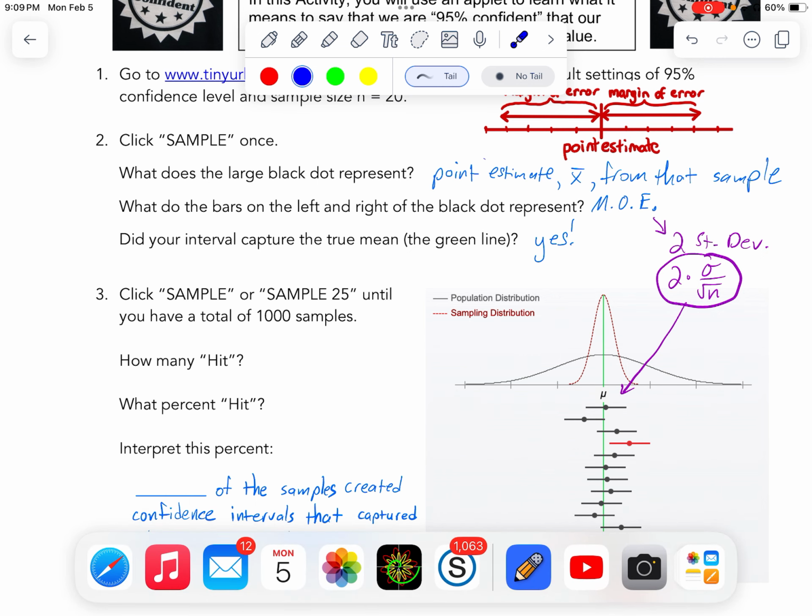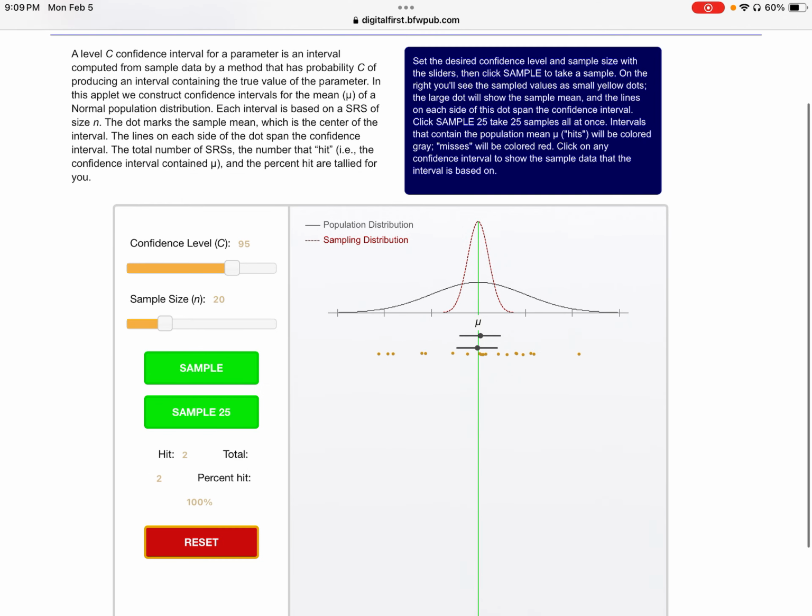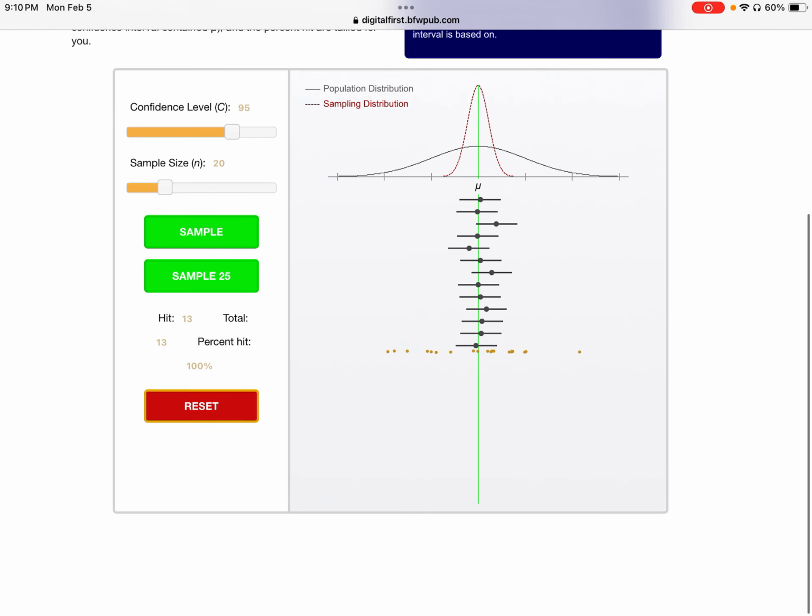If I go back to the applet and do it in real time, you can see this. If I keep hitting sample, sample, sample, I'm getting 20 new gold dots each time. They each have their own X bar. That's why these black dots are moving all over. But as I create them, you can notice the length of the intervals are all the same, which is really noticeable, really important. And you can keep doing that, okay?